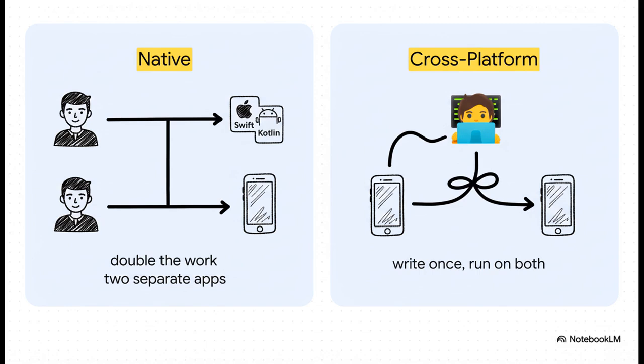A completely separate app in Swift for iOS and another one in Kotlin for Android. That's two code bases, maybe even two teams. It's double the overhead. But with a cross-platform solution, you write your code once and it just works on both. For a small team or a startup, this isn't just nice to have, it's an absolute game changer.